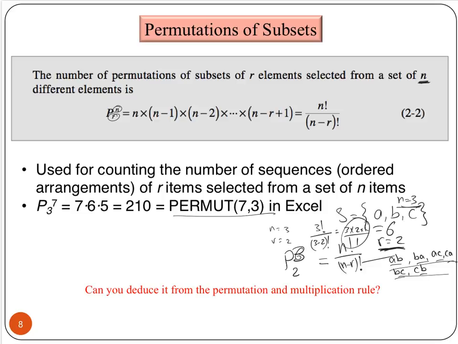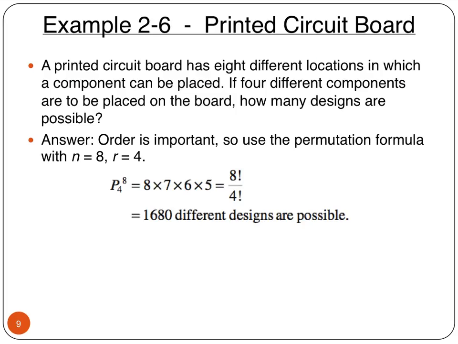And the permutation in Excel can be performed using this operation. Again, try to think of how you can deduce this rule from the permutation rule that we studied in the previous slide, combined with the multiplication rule, taking into account that what you are doing here is trying to choose r out of n. So you are not taking all the n elements together, you are only taking a subset of the elements.